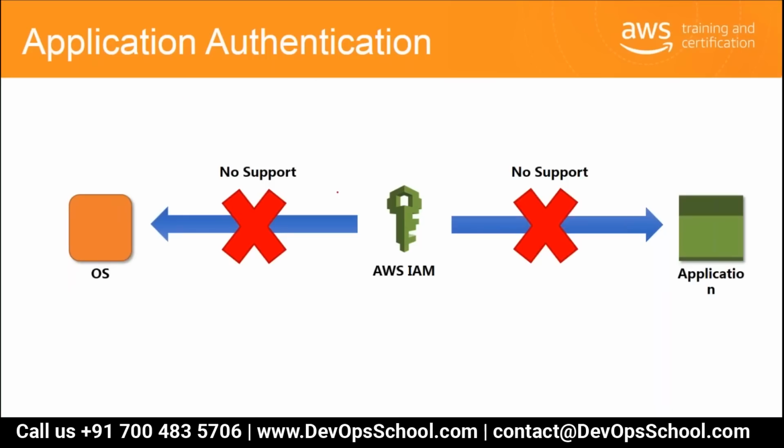But when I say authentication, it doesn't mean OS authentication or application authentication. OS authentication will be done only for the users which are created on the OS. Like in the examples we have seen, I did not use programmer to authenticate to my EC2 instance, right? So I used EC2-user to authenticate. Why? Because the IAM roles are not meant for OS level or application level authentication. I hope you are understanding that. So I used EC2-user here.